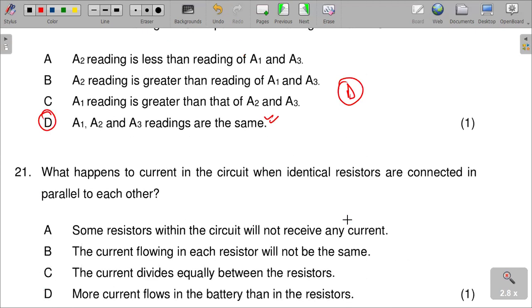What happens to current in the circuit when identical resistors are connected in parallel to each other? The current divides equally between the resistors, which is also correct to say that C is the right answer.